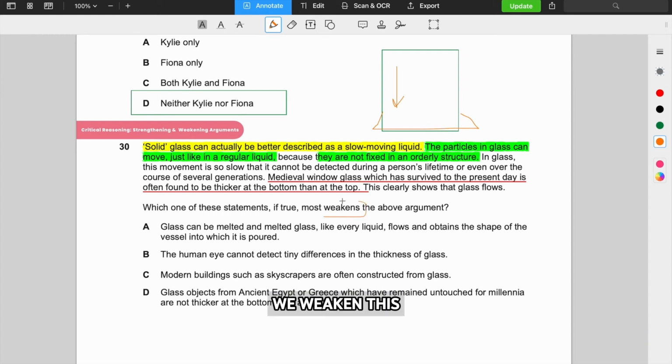So how do we weaken this argument? Well, we want to show that maybe this example that they've given is very, very flimsy. It doesn't actually prove anything. Maybe it's not that glass is flowing, maybe it's just designed to be like that, right? Maybe medieval window glass just happens to be thicker at the bottom. Maybe it's not necessarily glass flowing that is causing the bottom to be thicker. Perhaps the top is being eroded, or maybe there's some kind of rusting or some kind of weird chemical process happening that's causing this discrepancy between the top and bottom thickness. Or it could just be inherent to the design of medieval window glass.